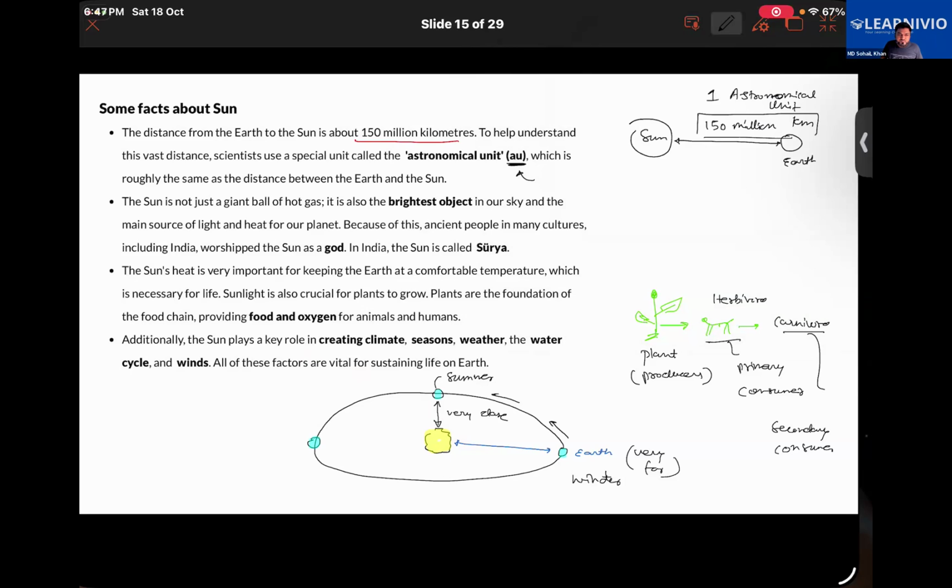So that is another interesting thing about it. Getting it right? So it also helps in maintaining climate, season, weather as well.